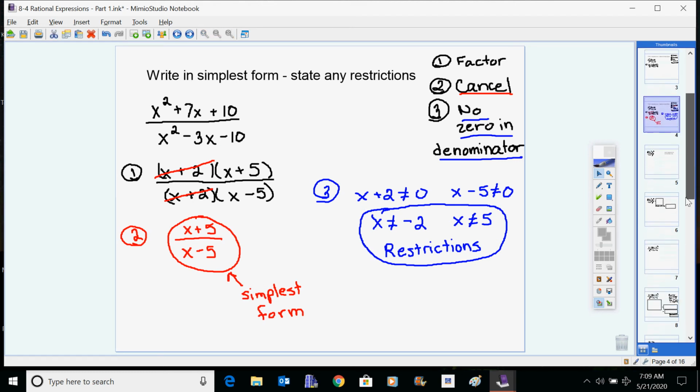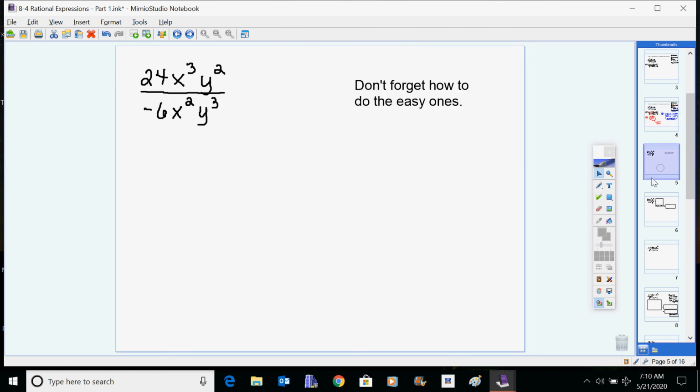Now, I did touch on this a little bit in the last chapter when I was talking about where a graph would make a hole, and I never actually had you graphing them in the homework, but this is where this kind of thing would come in. So factor, cancel, make sure there's no 0 in the denominator. These are already factored. There's nothing to factor in these.